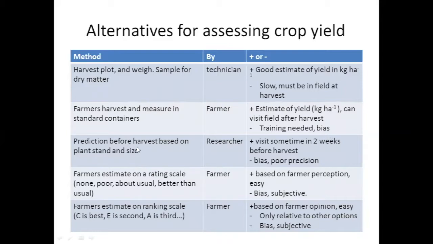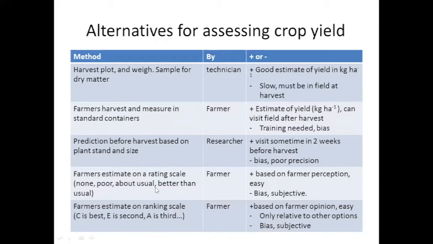Here's another option. Rather than going at harvest day and measuring the yield exactly, you could perhaps go sometime before harvest and just do a prediction. And I've seen various ways in which people try and do a prediction. And sometimes it works, but sometimes it doesn't work very well.